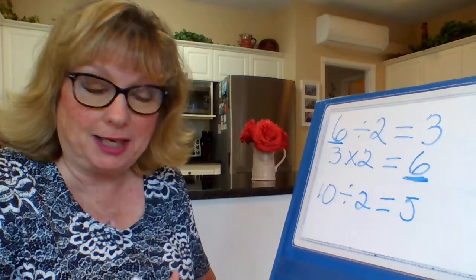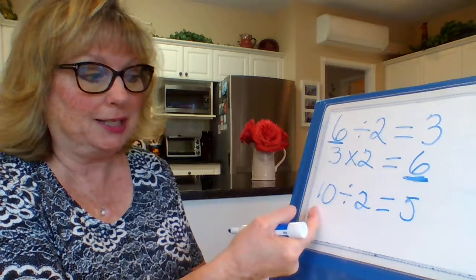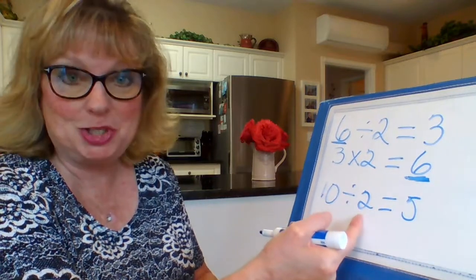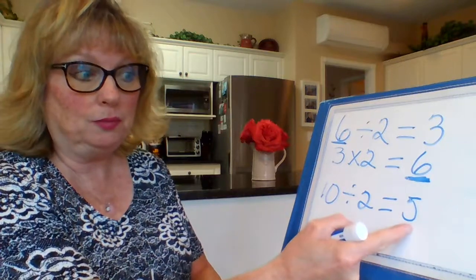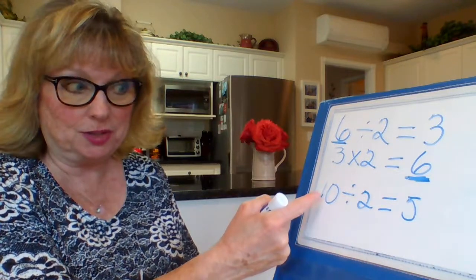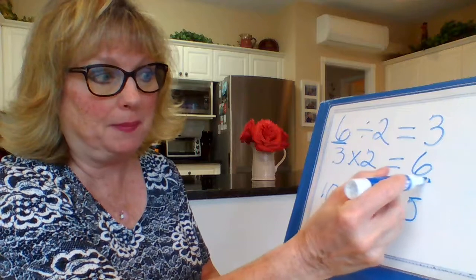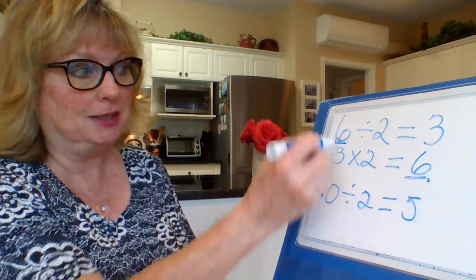Let's see if it works again for the bottom one, right? We had 10 carrots. We divided it by 2 people. How many did each person get? 5. Well, we reverse it and go backwards. Remember, the largest number has to be at the end, okay?